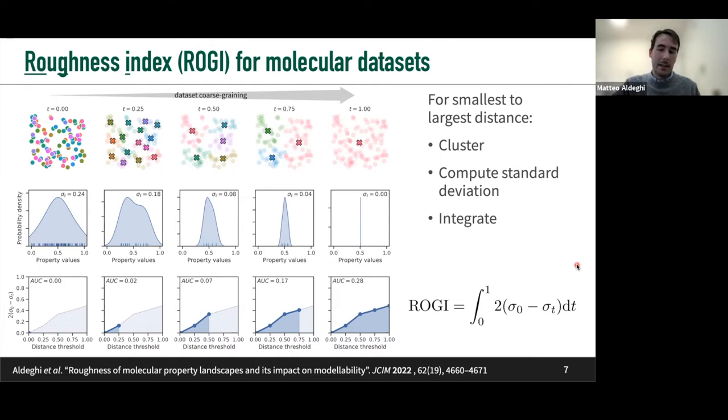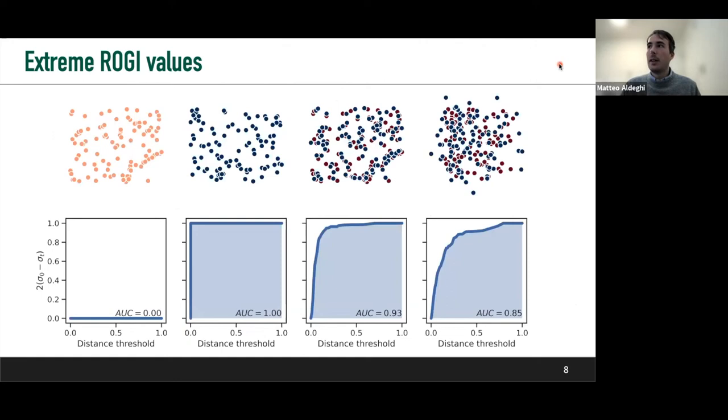But just to give an idea of how it behaves, here we're looking at the area under this curve. If we have a data set of molecules, where all the points are molecules and the colors roughly represent different property values, here they're all orange. The property values are the same across the whole data set. So it's completely flat, so it should be smooth.